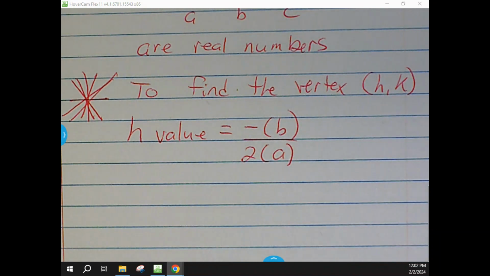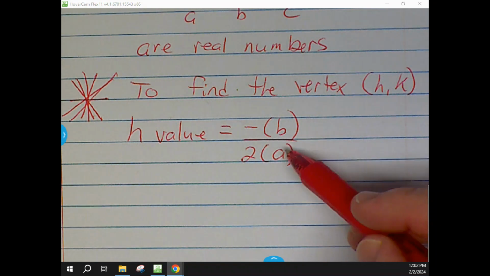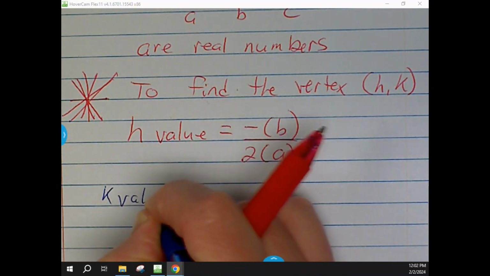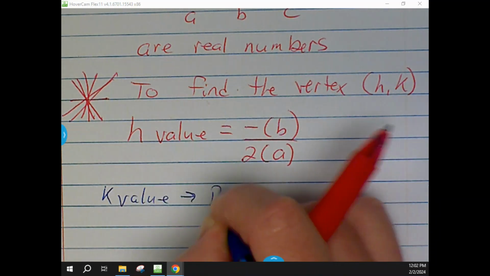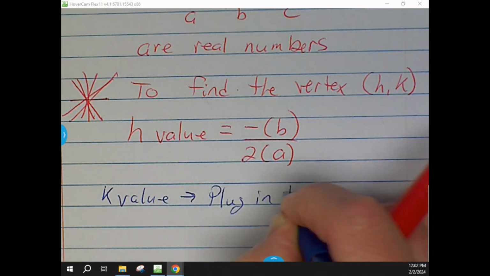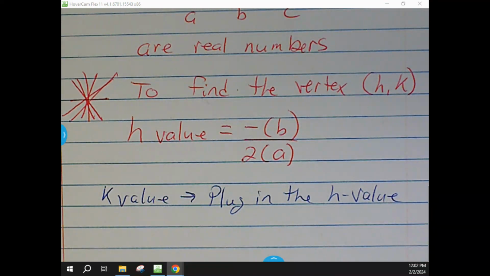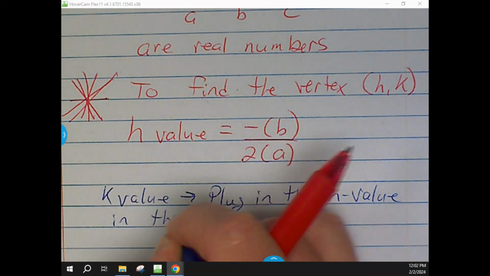Now, when you see that in the book or on MyMathLab, they don't put the parentheses here, but we're going to put the parentheses just to make things a little bit easier for us when we start plugging numbers in, especially if we're going to use calculators to go through those. And then once you find out what this H value is, to find the K value of the vertex, you're going to plug in the H value into the original equation.